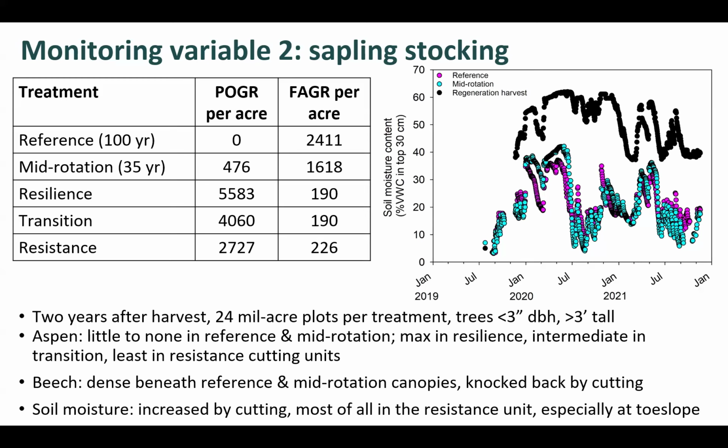acre, and a gradient of the most aspen regeneration in the resilience cutting units, somewhat less aspen regeneration in the transition unit. So that fit with our goals there. We want to transition that away from aspen. And then the least aspen regeneration in the resistance cutting unit. This is where we actually want to regenerate an aspen birch forest type.